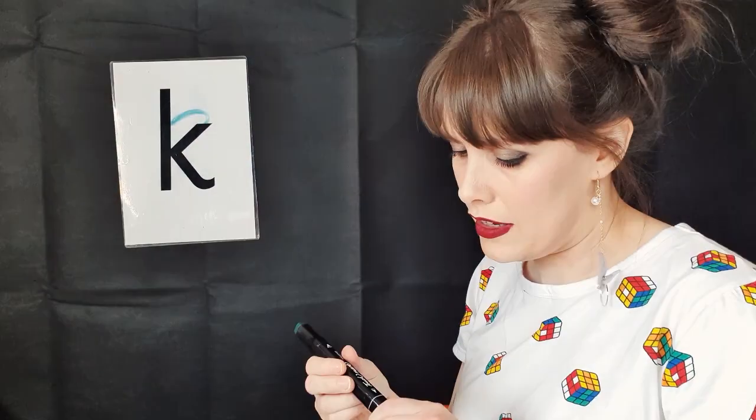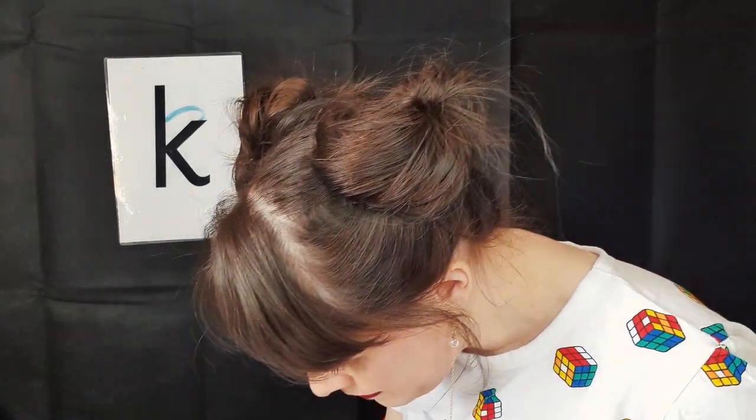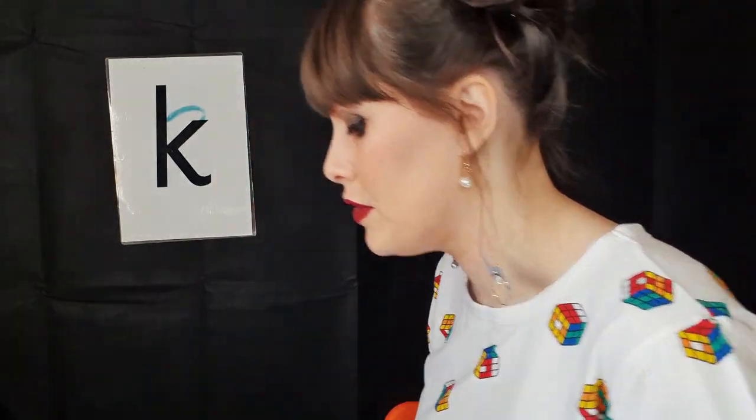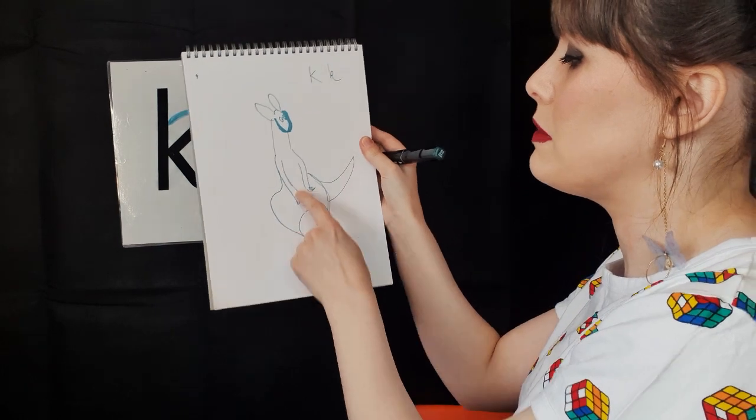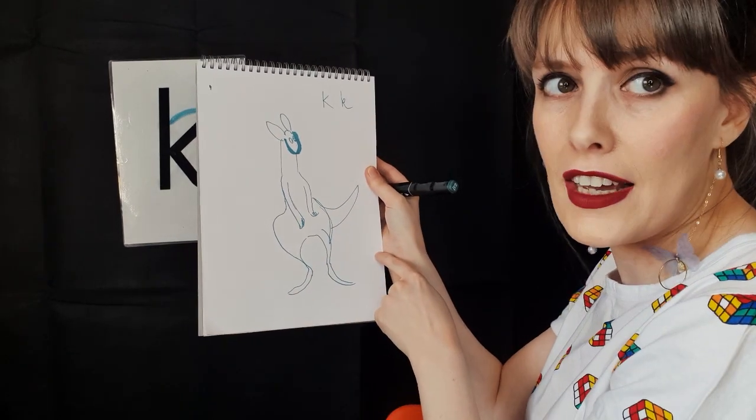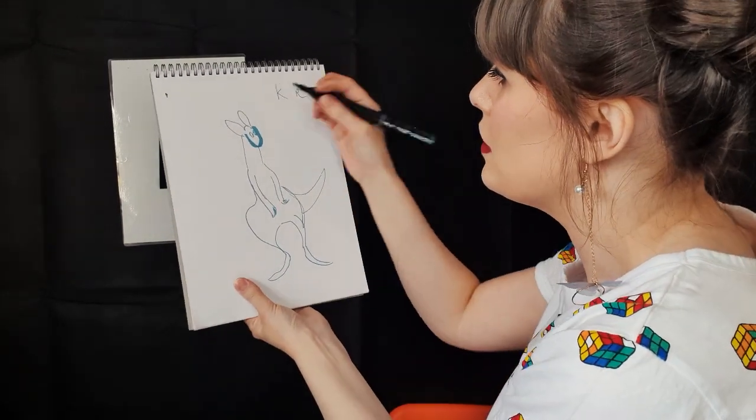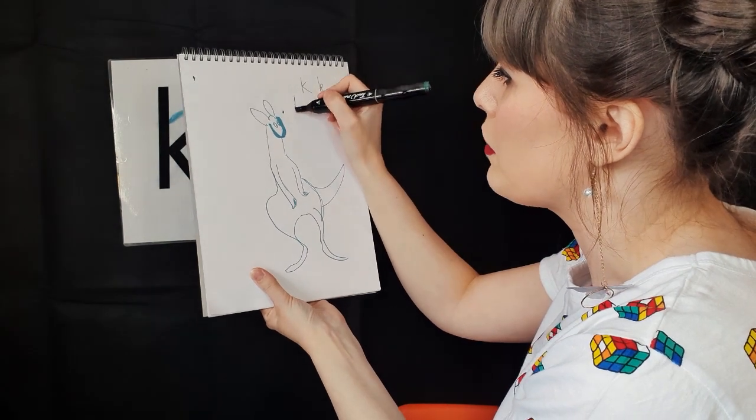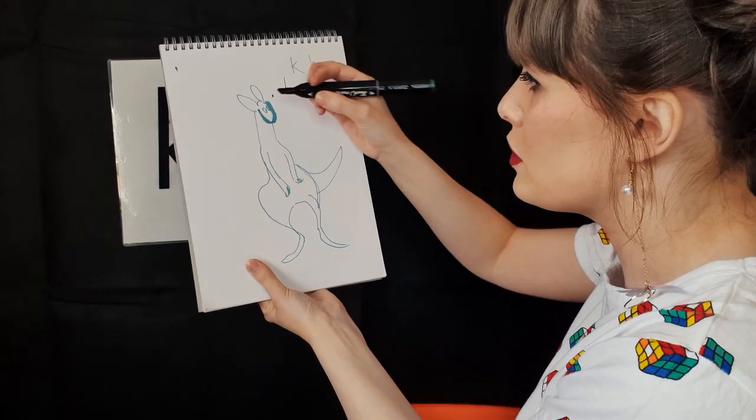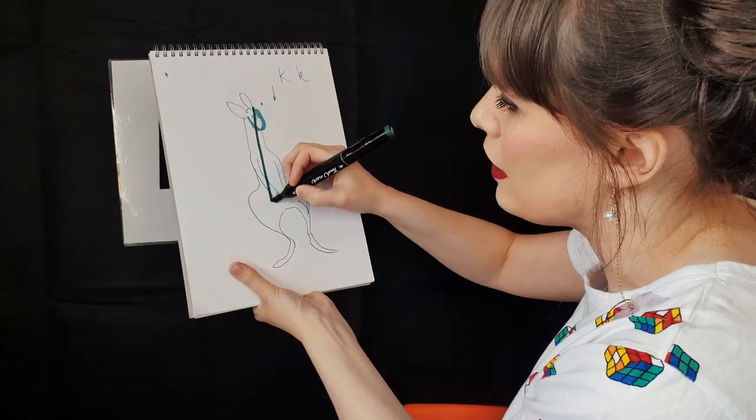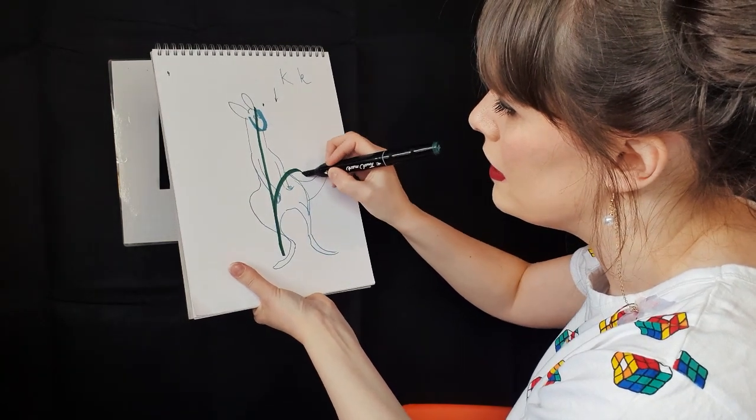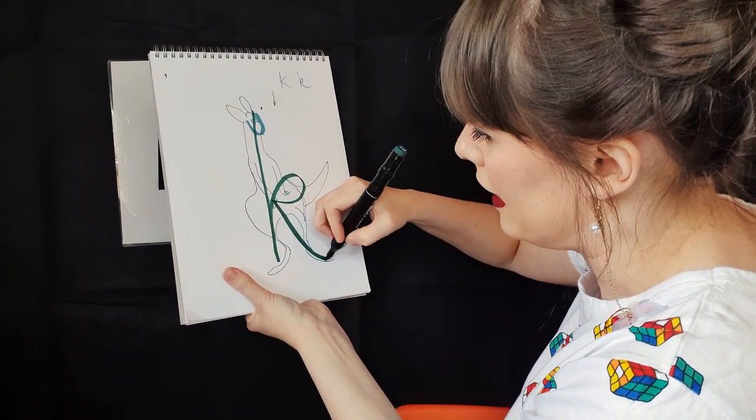Okay, let's try dark green. Down the kangaroo's bottom, tail and leg. Okay, let's give this a try. So once again, start at the top. We're going to go down again. So we're going to go down the kangaroo's body, tail and leg.